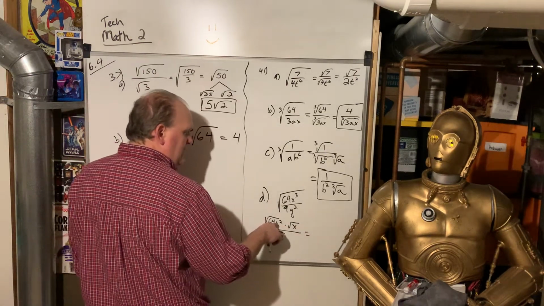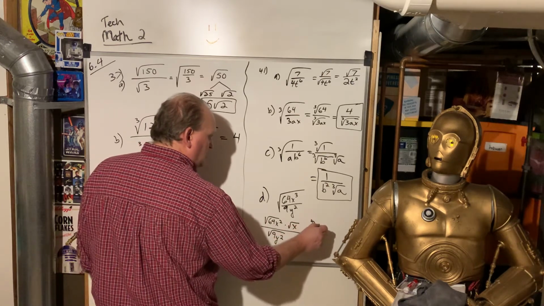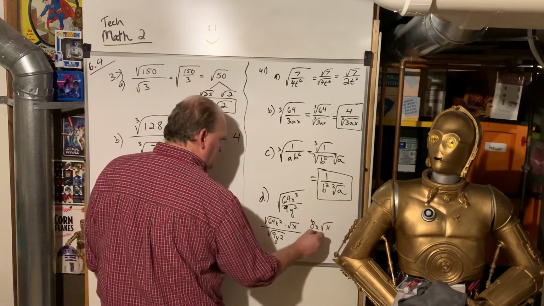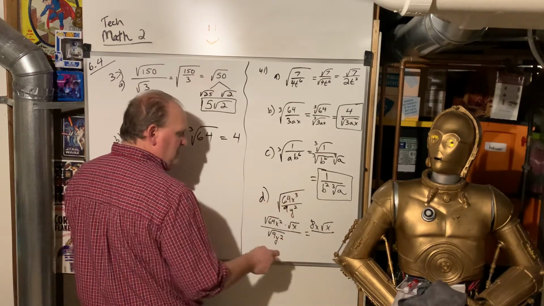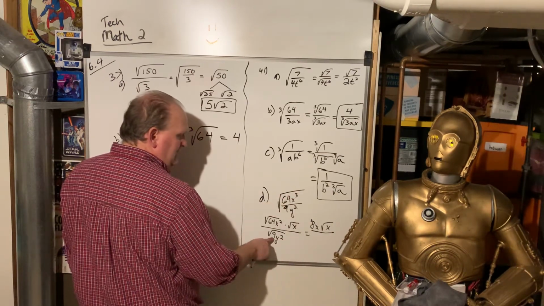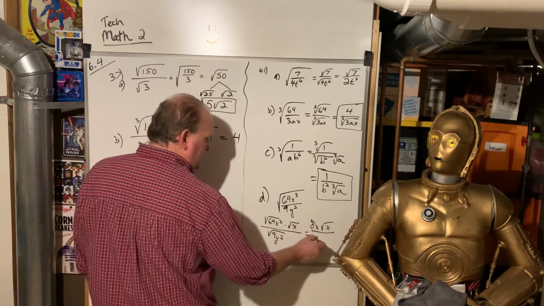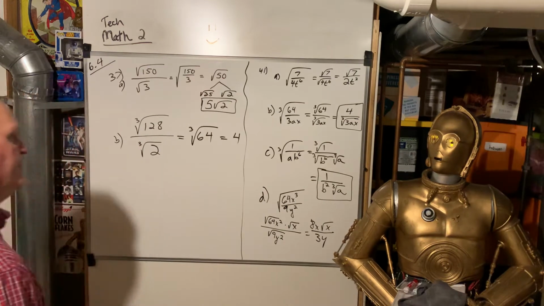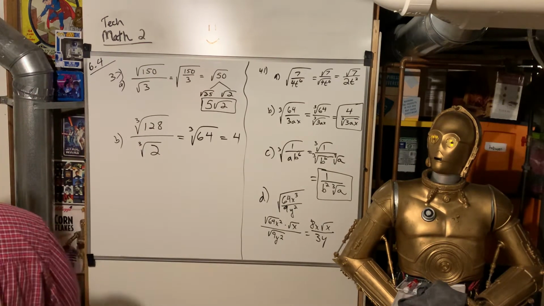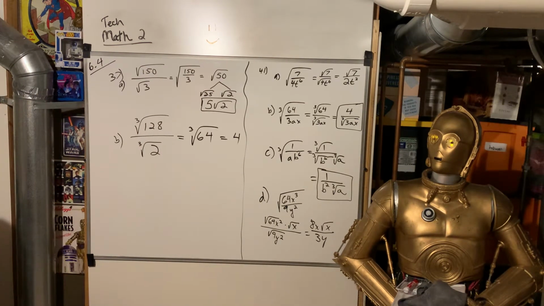But 8x, square root of x, because that's still left over, 3 isn't a perfect square. 9 and y squared, so that's 3y. And that's that. All right.